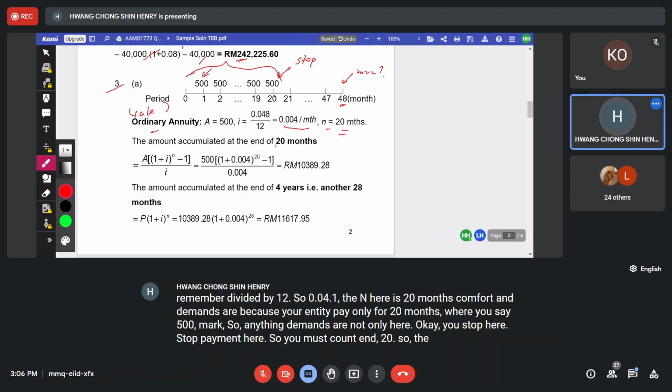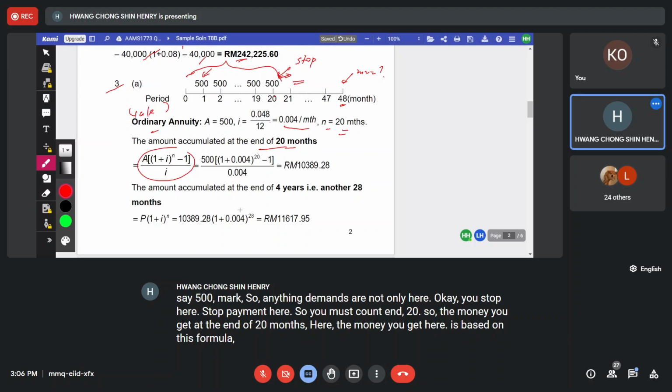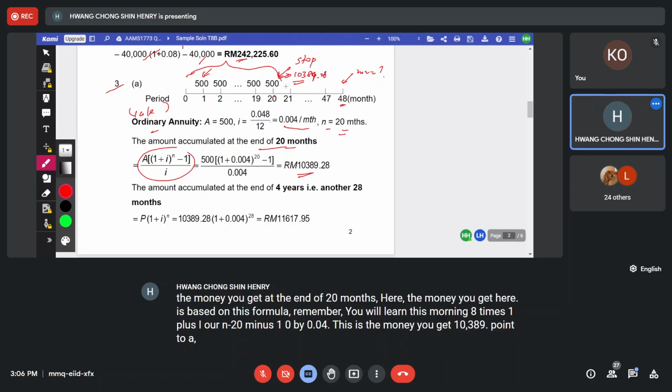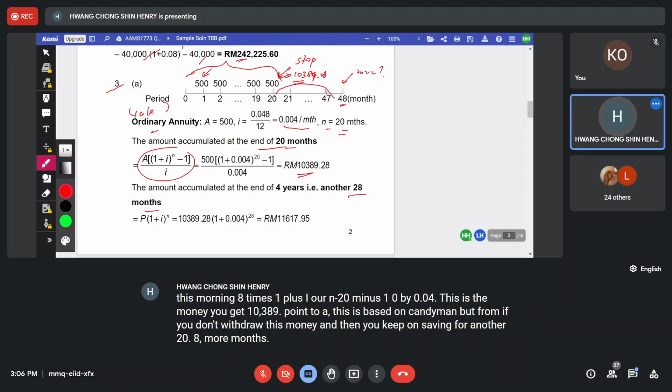So the money you get at the end of 20 months is based on this formula, remember? You learned this morning. A times (1 plus i) power N, 20, minus 1, divided by 0.004. This is the money you get, 10,389.28. This is based on 20 months. But if you don't withdraw this money, and you keep on saving for another 28 more months, right or not? 48 minus 20, 28 months.